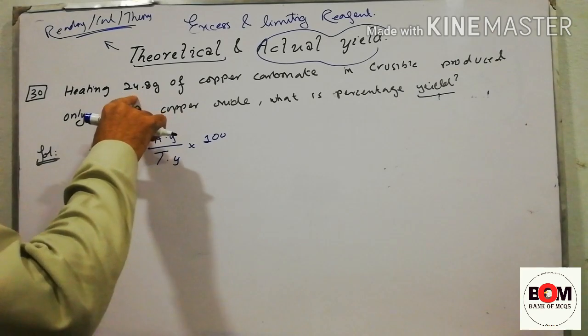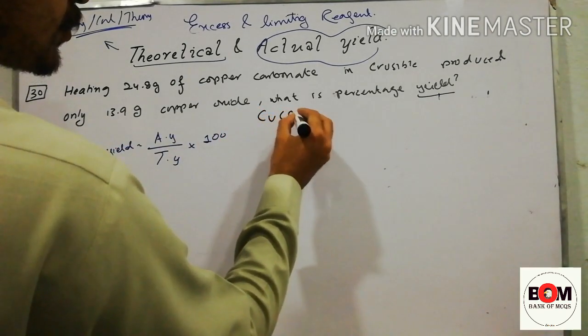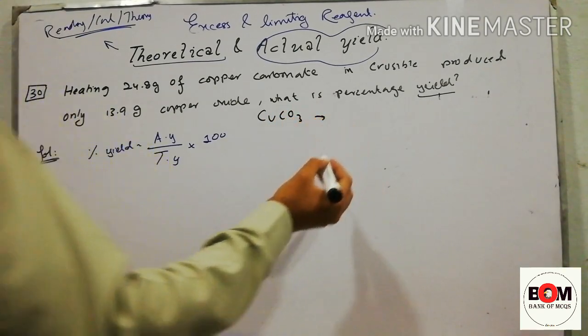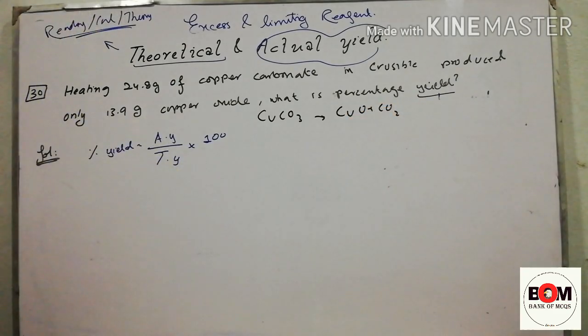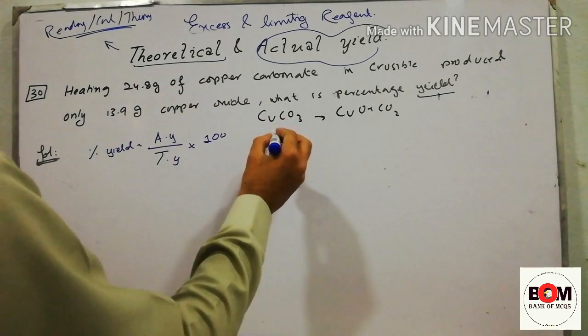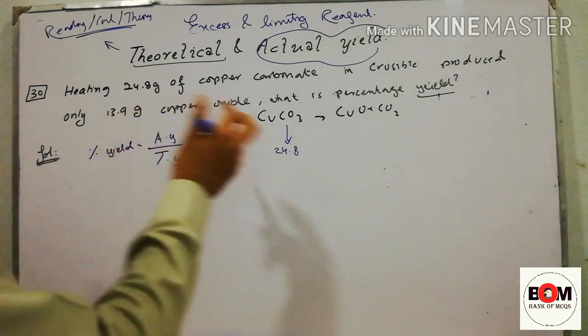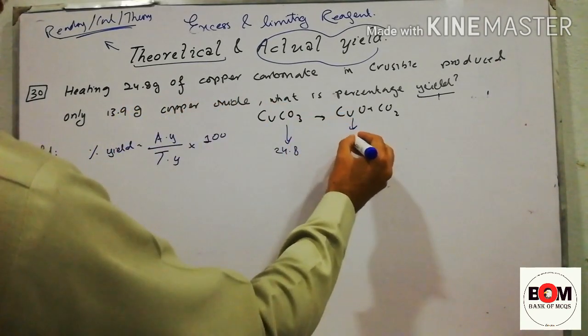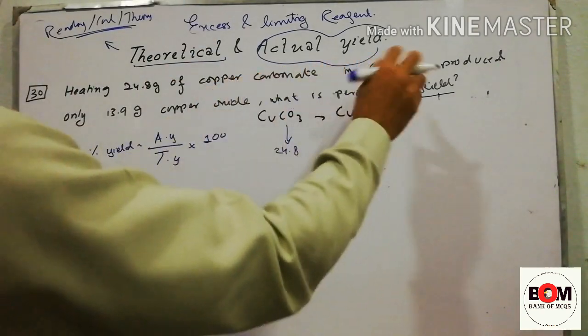Someone is performing an experiment by taking 24.8 gram of copper carbonate in a crucible. Sorry, I forgot the reaction. Here the reaction is CuCO3, which on heating produces CuO and CO2. By heating 24.8 gram of copper carbonate, he gets 13.9 gram of copper oxide.